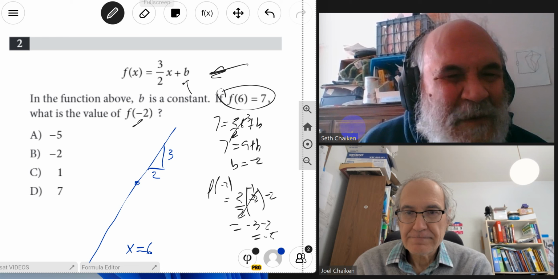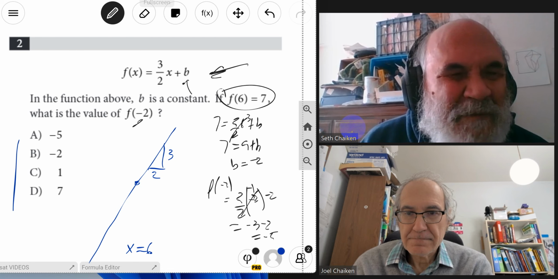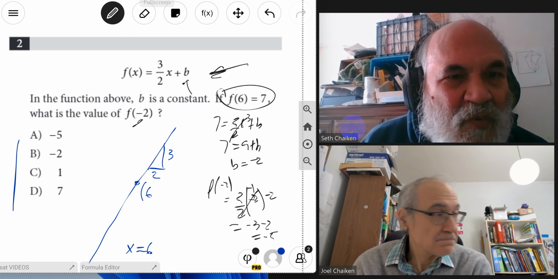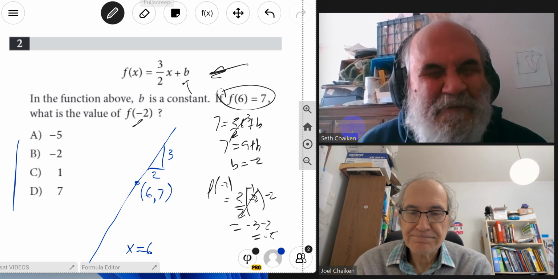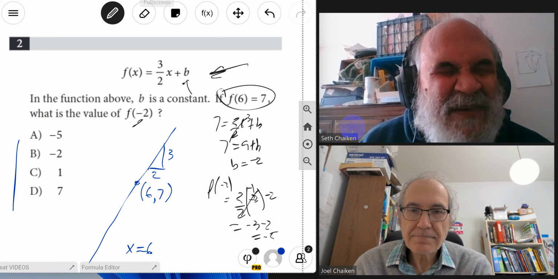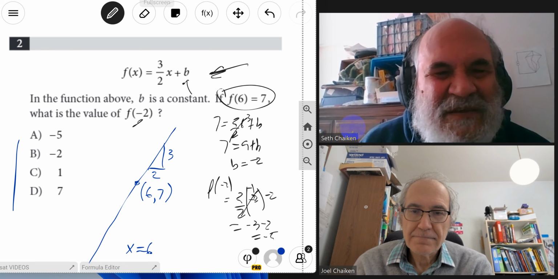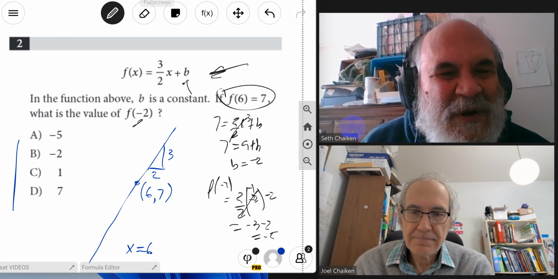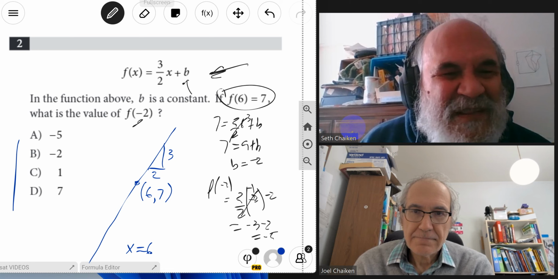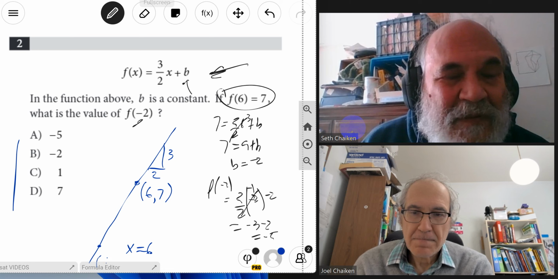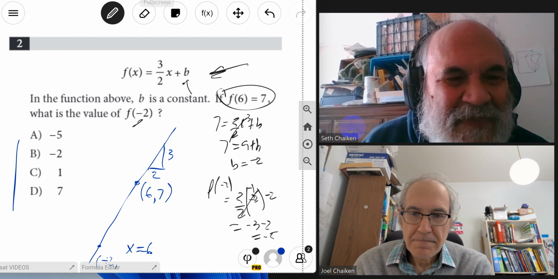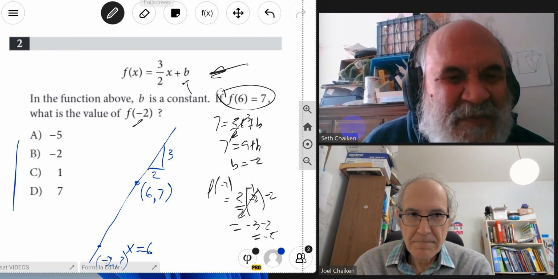They tell you that, and now I will draw a y-axis somewhere, that at x equals 6, y equals 7. Right? Now, they're asking for what the function value is at negative 2. Well, negative 2 is a bit to the left of 6. X equals minus 2. And we would like to find, question mark.